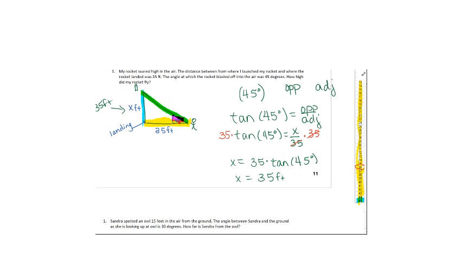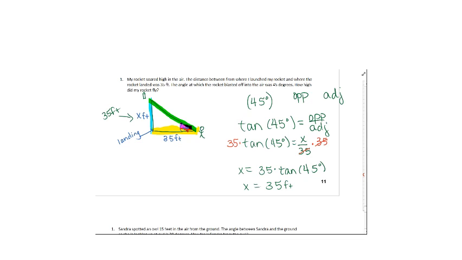Okay, so to sum up, what you do is you use your algebra. So you set up your trig function, tan of 45 degrees, set it equal to opposite over adjacent, and put in the two sides, the side that's opposite over the side that's adjacent. Then we use algebra to solve. So we're trying to get our x by itself, and we find that x equals 35 times the tangent of 45 degrees. And you put that straight into your calculator. Different calculators will do it differently. And you get x equals 35 feet.